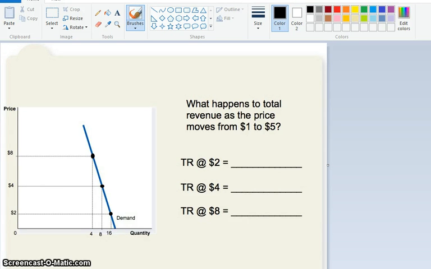Alright, here's what I want you to do now. This is the next problem in line here. I want you to figure out what happens to my total revenue as the price moves from $1 to $5.